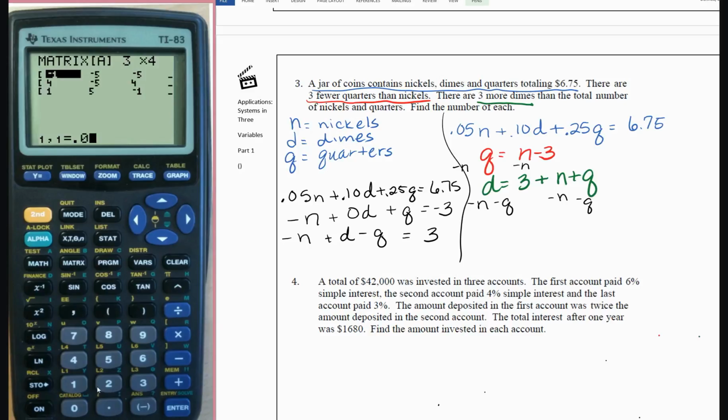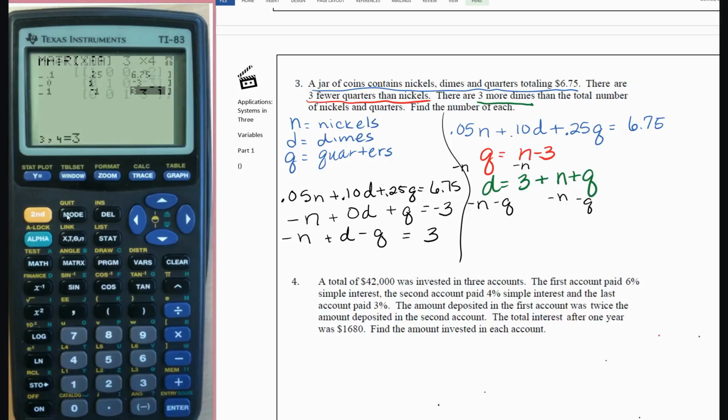So 0.05, 0.1, 0.25, 6.75, -1, 0, 1, -3, -1, 1, -1, 3. Okay, so we've got the matrix in there.